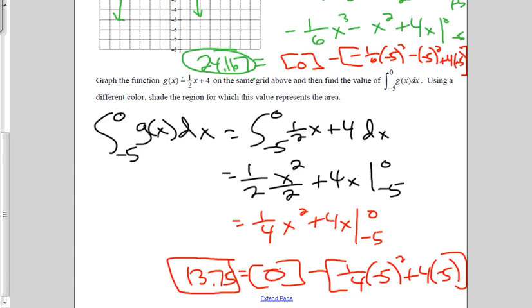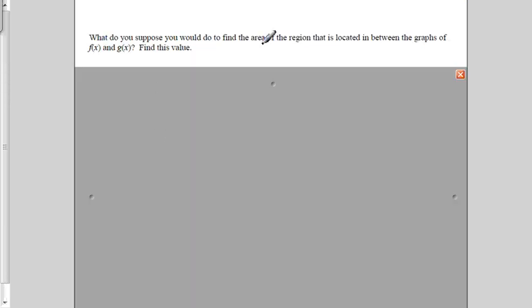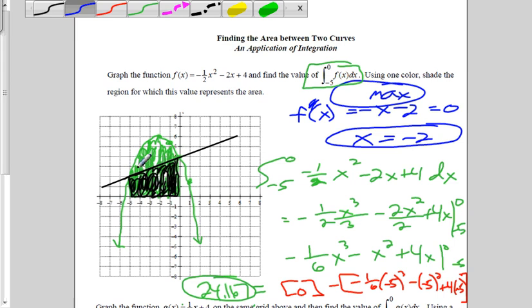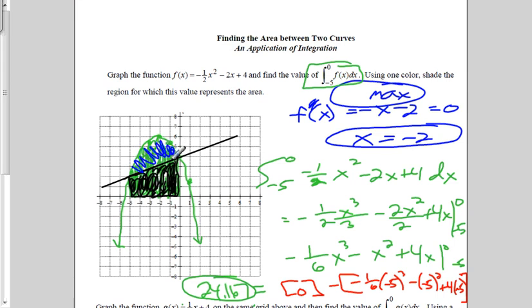Okay, and now the next question says, what do you suppose you would do to find the area of the region that is located in between the graphs of f of x and g of x? Find this value. Well, I'm going to take the entire value, which was in green, and I'm going to subtract what's in black. So what's left over should be between the two curves.